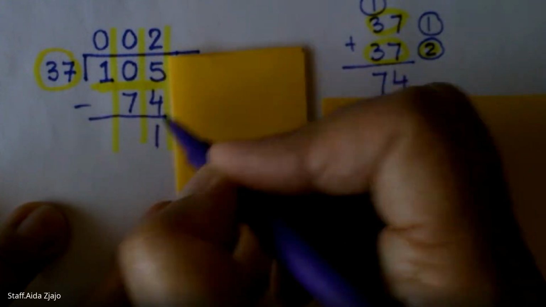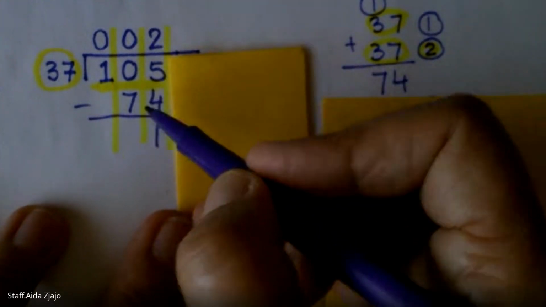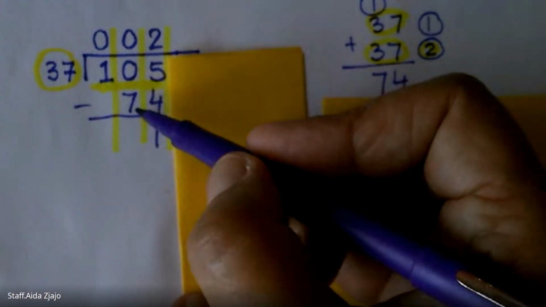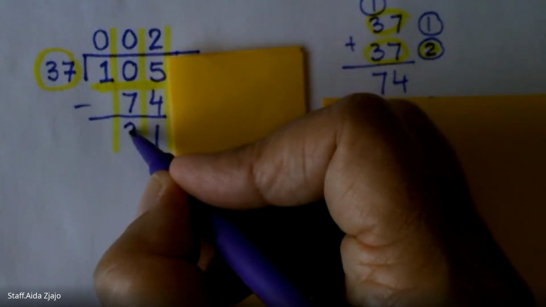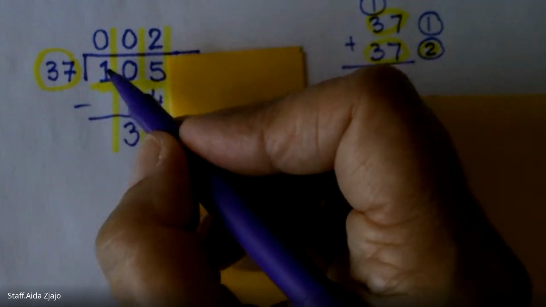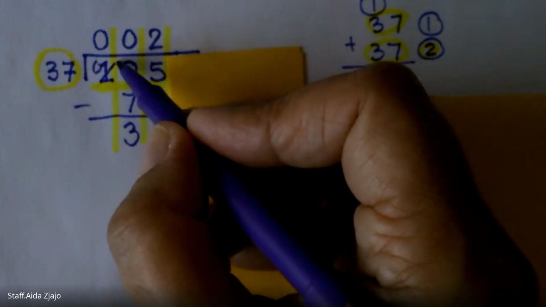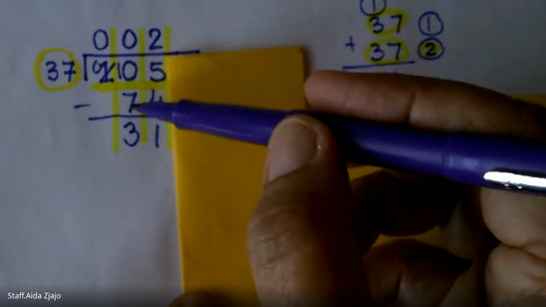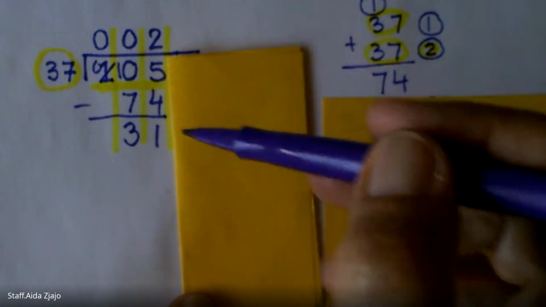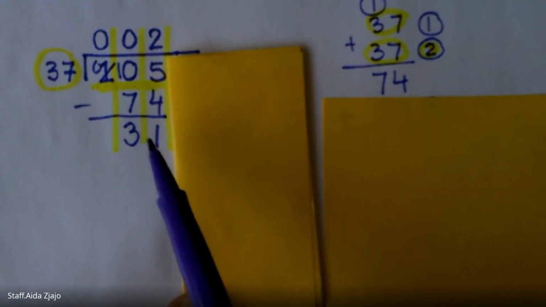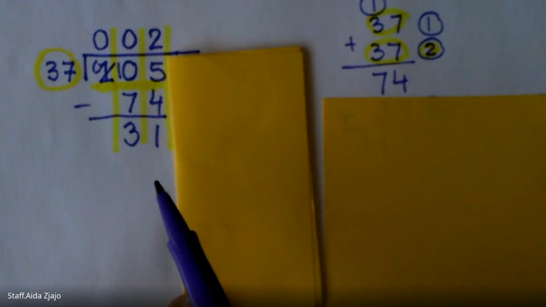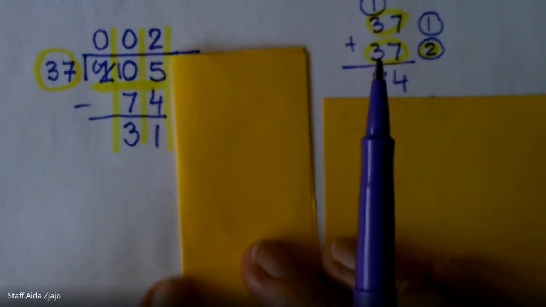5 minus 4 is 1, and then 0 minus 7. You can think 10 minus 7, 10 tenths minus 7 tenths is 3 tenths. Or you can regroup that 100 to make this 10. 10 minus 7 is 3, so the remainder is 31. My group is 37, so even if I have 31, I couldn't make a group of 37. So now I'm done with that.